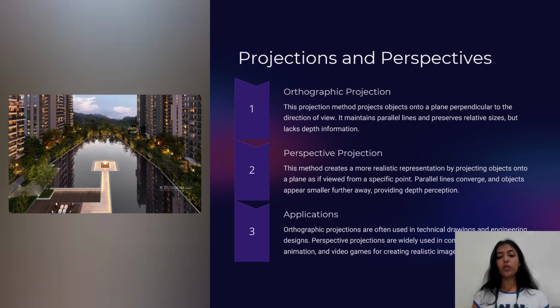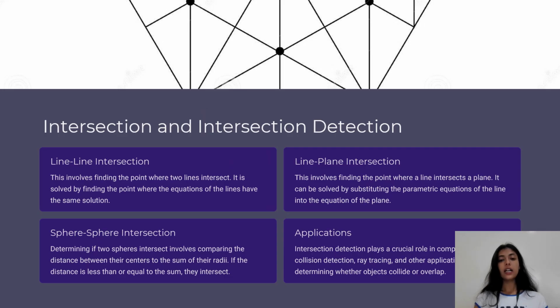Applications. Orthographic projections are often used in technical drawings and engineering designs. Perspective projections are widely used in computer graphics, animation, and video games for creating realistic imagery. Intersection and intersection detection: line-line intersection, line-plane intersection, sphere-sphere intersection, and applications. Line-line intersection involves finding the point where two lines intersect.